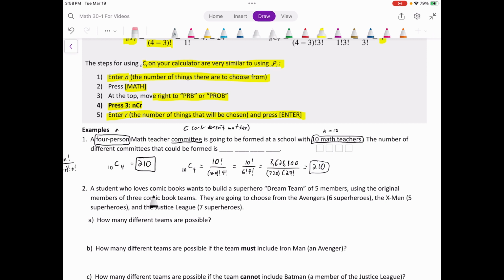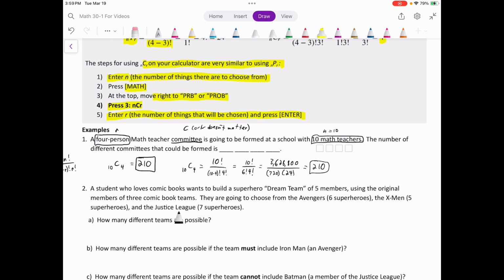So a student who loves comic books wants to build a superhero dream team of 5 members using the original members of 3 comic book teams. They are going to choose from the Avengers, who had 6 superheroes on that team originally, the X-Men, who had 5 on that team, and the Justice League, which was 7 originally. Okay, it's asking us how many different teams are possible.